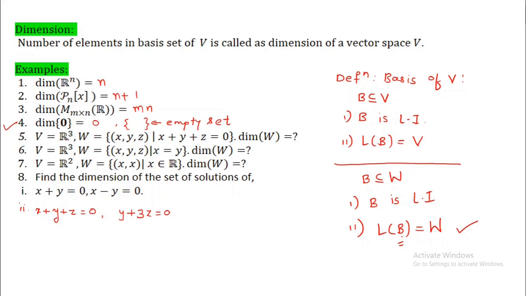So I will do the first example. I will solve this example, and these two examples I leave for homework. So let us go for the first example. That is, W is equal to the collection of (x, y, z) such that x plus y plus z is equal to 0. Note what our vector space is in this case, that is R3.